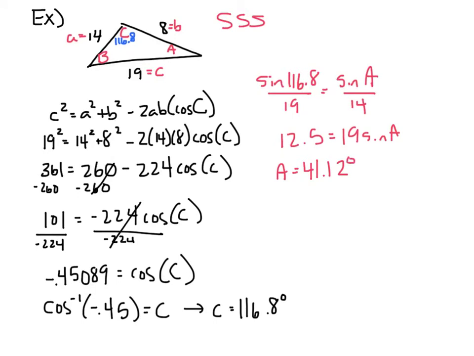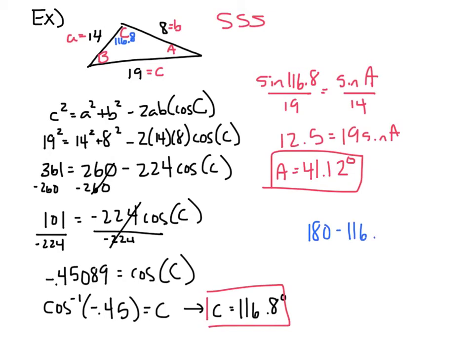Now, I already had all three sides. I could use the law of sines to figure out the third angle. Or what else could I do? Yeah, all the angles add up to 180. So I have 41.12 and 116.8. I can just take those away from 180 to figure out angle B. So 180 minus 116.8 minus 41.12 will give me angle B. So my last angle was 22.08 degrees.